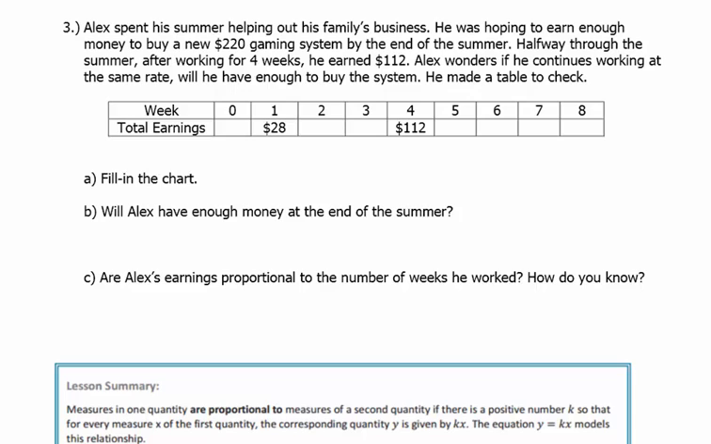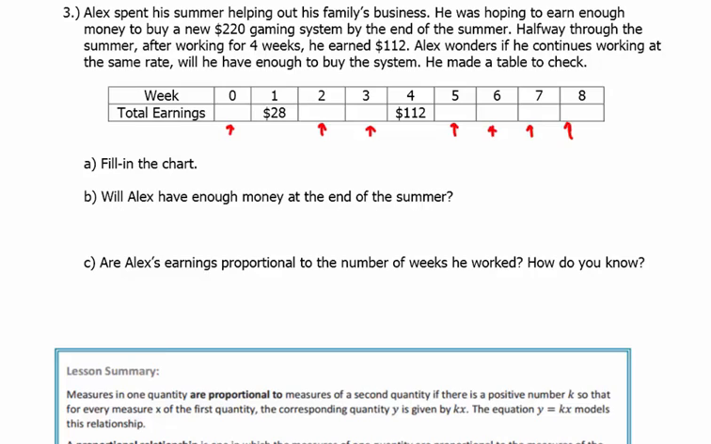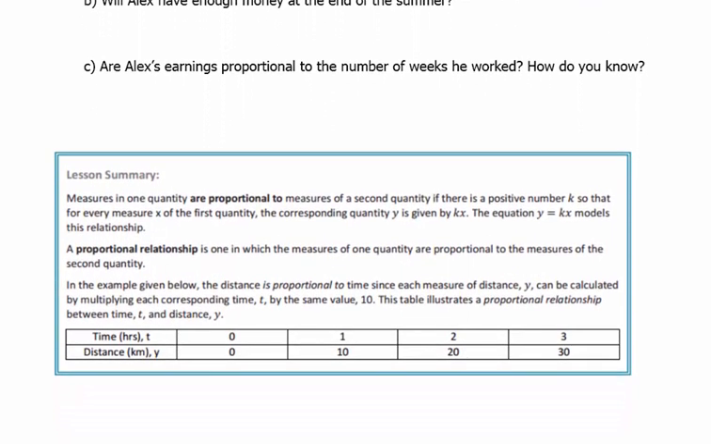So I'm asking you to try filling in these spots here. A, fill in a chart. B, will he have enough money? Part C, are his earnings proportional to the number of weeks he worked, and how would you know? So give it a shot. Use what we know right here: 28 for 1 week, 112 for 4. Determine if they're proportional, and then fill the chart in and come up with the other 2 answers. And we'll talk more about the x and y values in class.